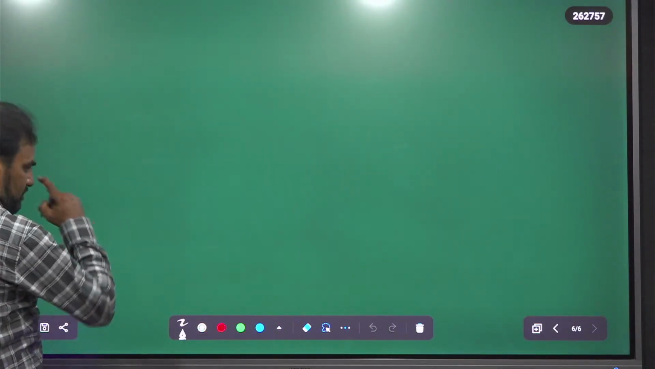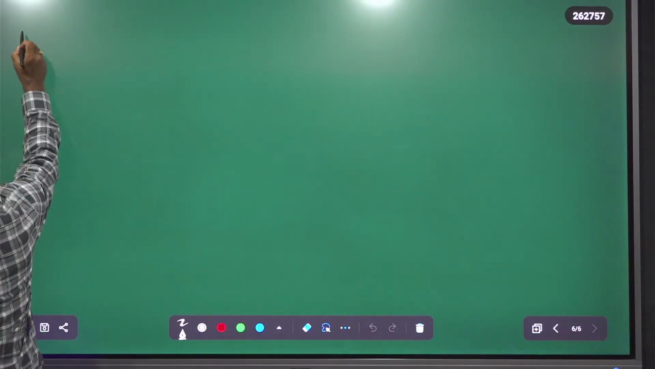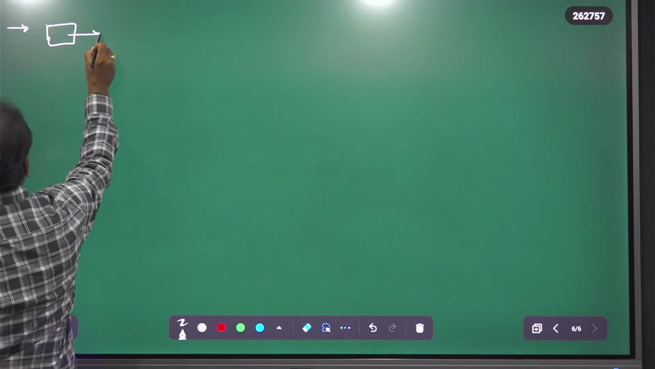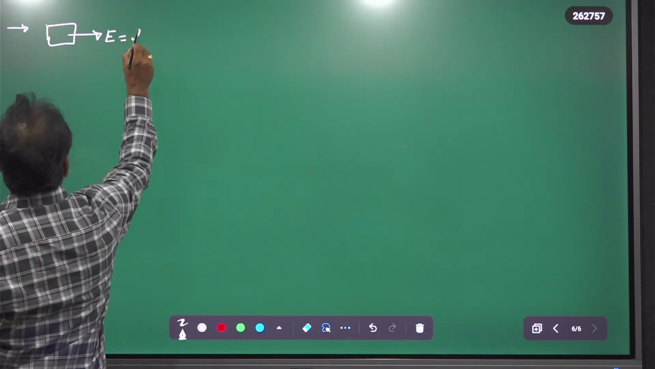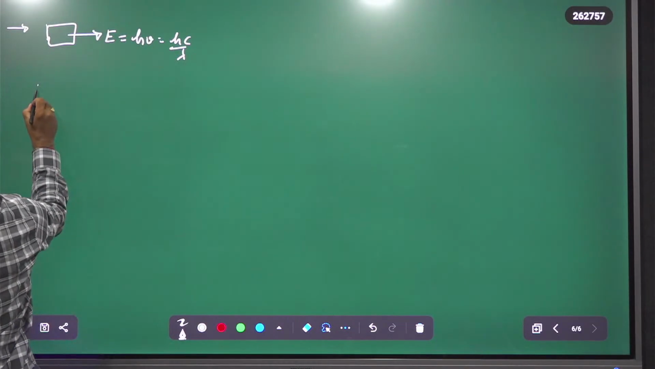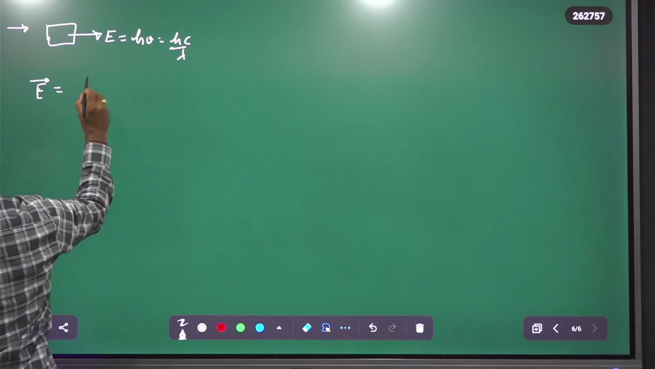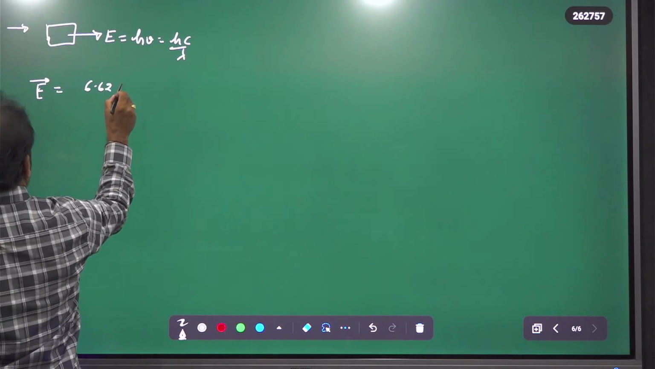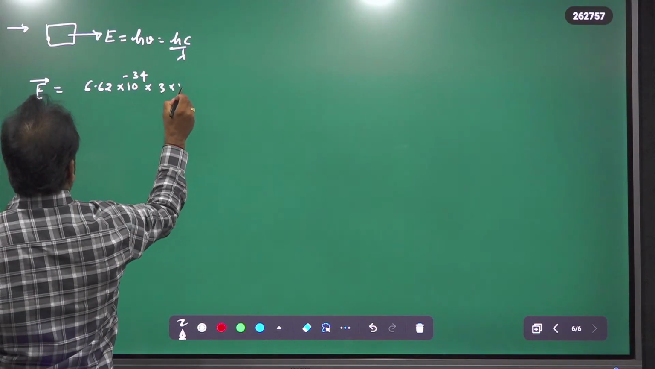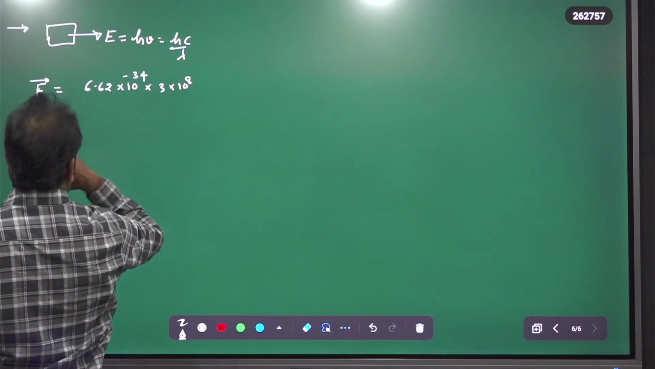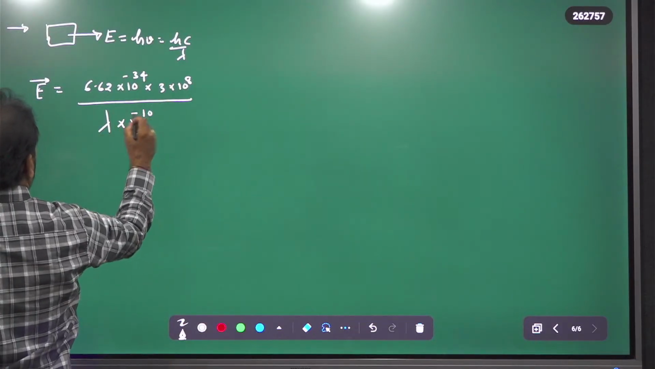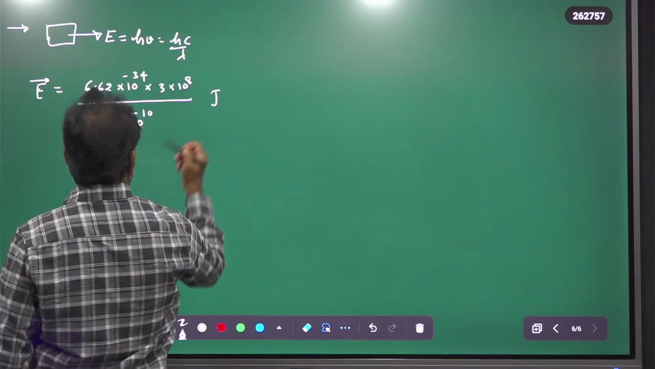see one problem, the energy of a photon. You know what is the energy of a photon? When a photon is traveling with the velocity of light, it possesses some amount of energy. E is equal to h nu, that is equal to hc upon lambda. That value you can put here. H value is how much? 6.62 into 10 to the power of minus 34 joule second into 3 into 10 to the power of 8 meter per second upon lambda value into 10 to the power of minus 10, angstroms. This you are getting in joules only.